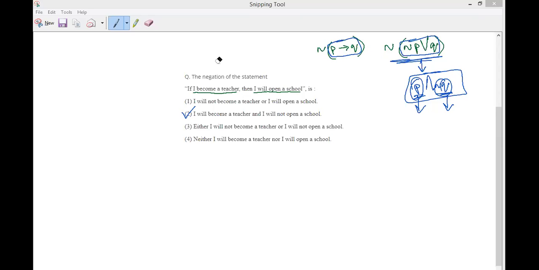Sir, and can you tell why are there like two negations? Where? You have written negation of P implies Q is equal to. That already we saw, na? P implies Q can be written as negation of P or Q. We just proved that. And since they want the negation of this whole thing, that's why I wrote the negation of the whole thing. Okay. Yes.